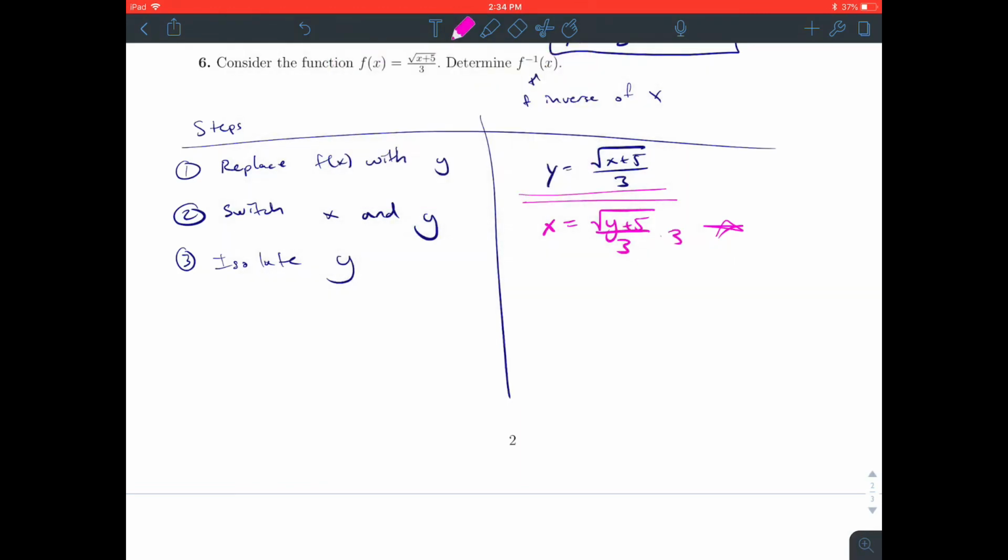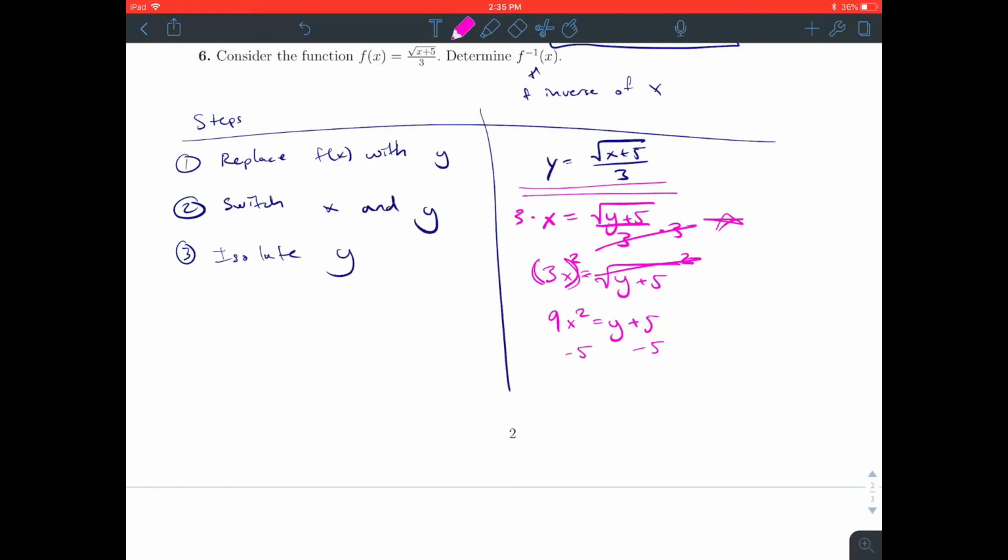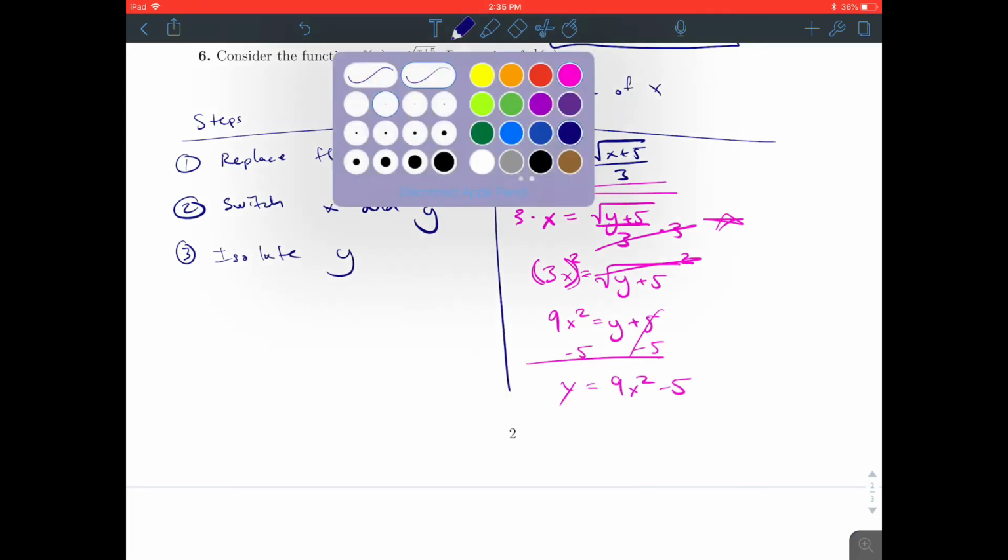So now in order to isolate y, we'll have to multiply by 3 on both sides. That cancels division by 3. We get 3x is equal to the square root of y plus 5. We square both sides to eliminate the square root. I also made sure to put parentheses here because when I square both sides, I have to square the whole side. So (3x) squared is 3 squared is 9, x squared is x squared. That equals y plus 5 on this side. And the final step to isolate y is minus 5 on both sides. And that leaves me with y isolated: y equals 9x squared minus 5.